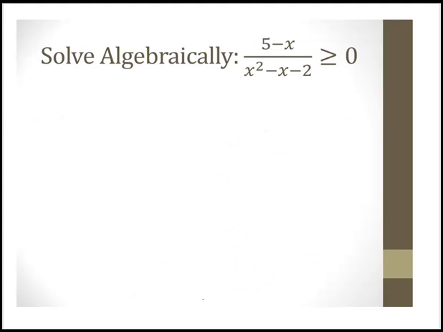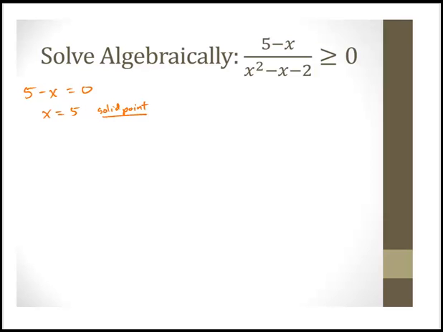Alright, here's another example where I have to solve algebraically. 5 minus x over x squared minus x minus 2 is greater than or equal to 0. The inequality is already comparing to 0, so I will set the numerator to 0. 5 minus x equals 0, and so solving that for x, I find that x equals 5. Now, since this is an or equal to inequality, that's going to get a solid point.